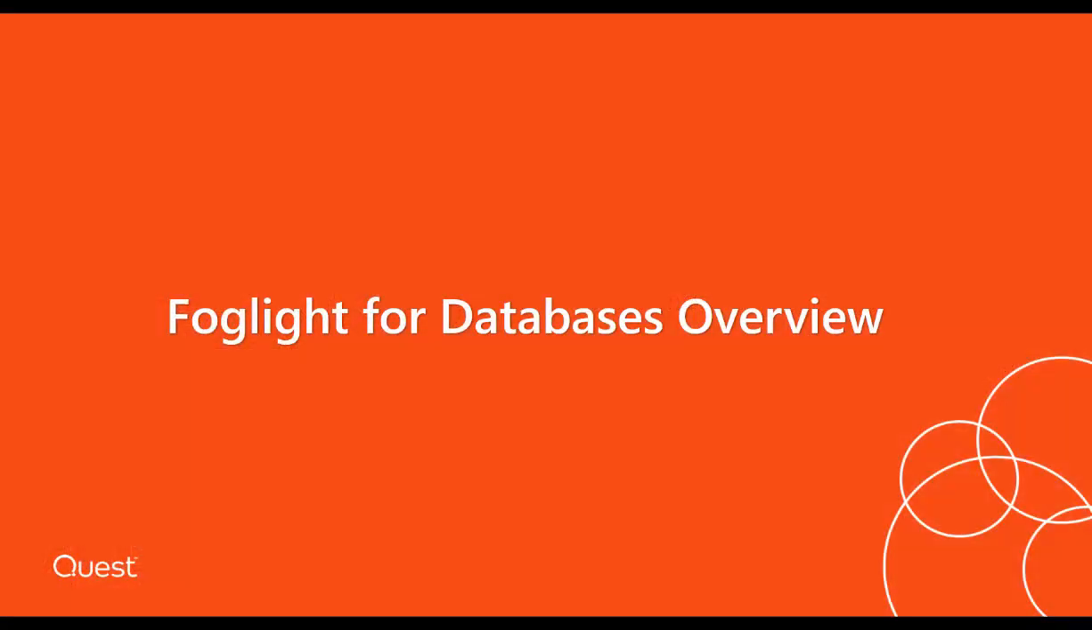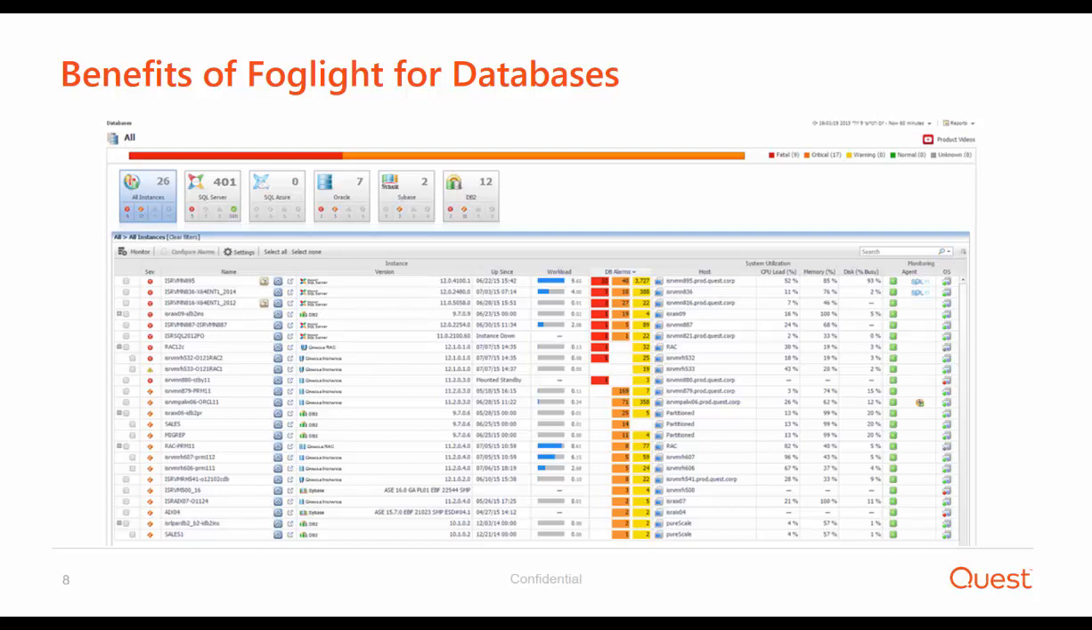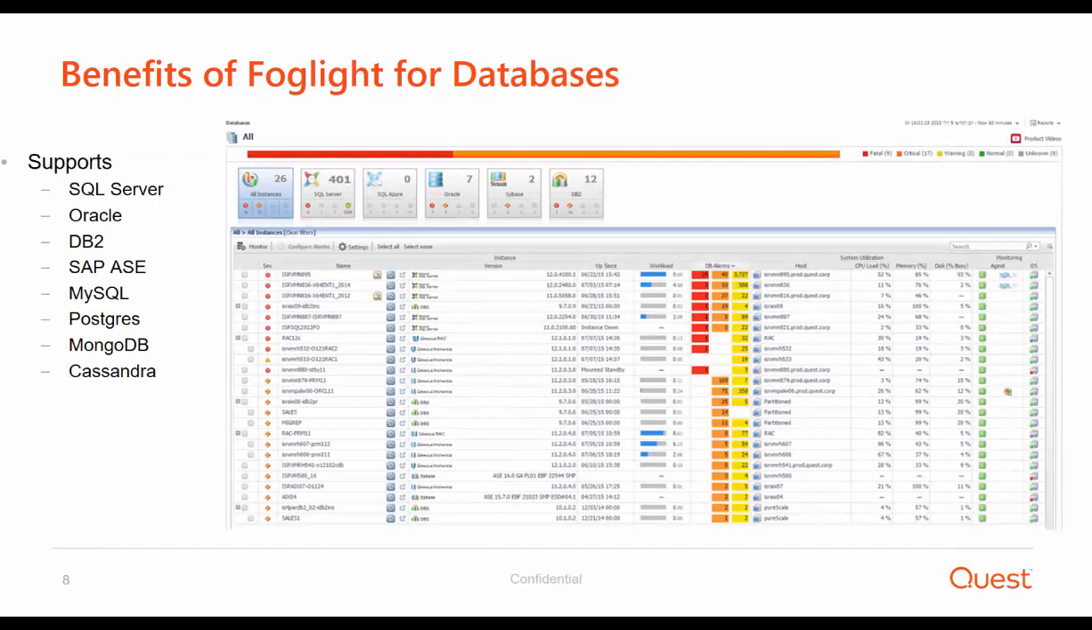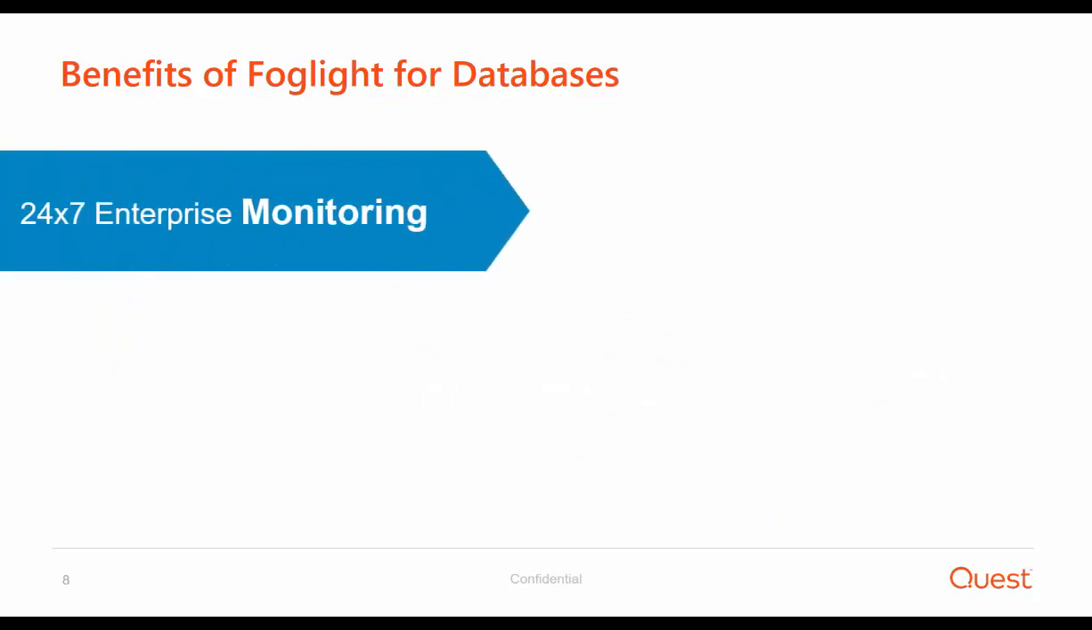Let's talk about Foglight for Databases. Foglight for Databases is a heterogeneous solution for monitoring your entire environment across various database flavors from a single view. This solution supports SQL Server, Oracle, DB2, SAP ASE, MySQL, Postgres, MongoDB, and Cassandra. It is a 24 by 7 enterprise monitoring solution which allows you to effectively monitor your database environments.